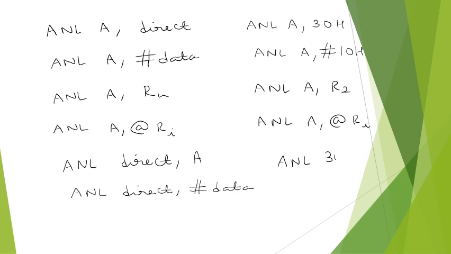ANL 30H, A. This is when the destination variable is direct address and the source variable is accumulator. Then ANL 30H, hash 10H. So when the direct address is the destination variable and the source variable is immediate data.